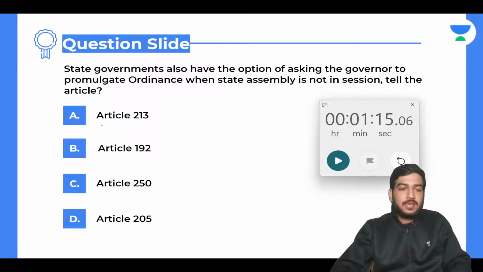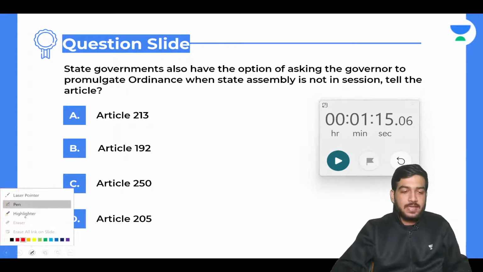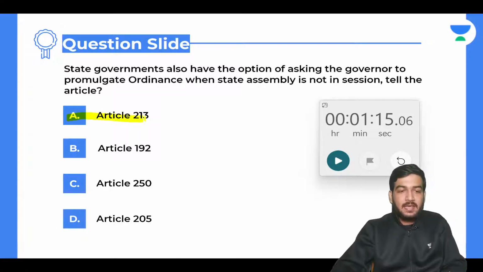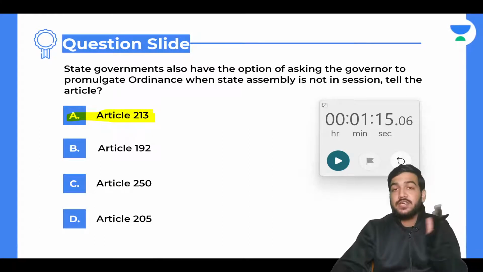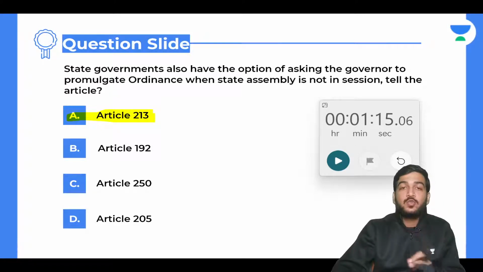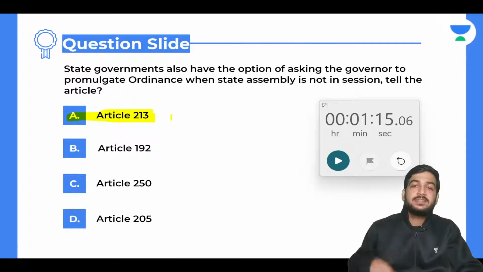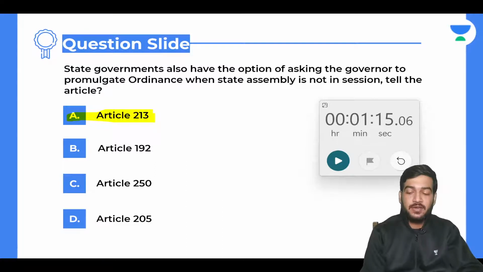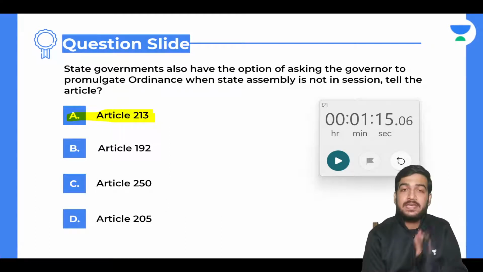Alright, so the correct answer to this question is option A, Article 213. Just the opposite of Article 123, which is union level, the state one is 213. The powers are very similar to the union. When the state assembly is not in session, 6 months is the extension that an ordinance can get, plus the moment the session is in order, then 6 weeks. Yes, this is a very easy trick to remember it: 123, 213.